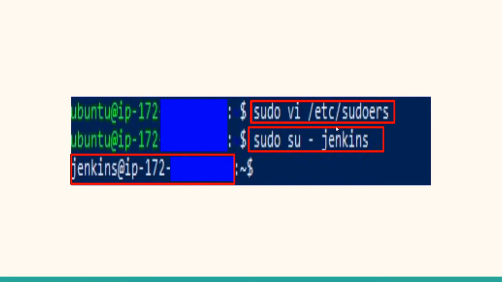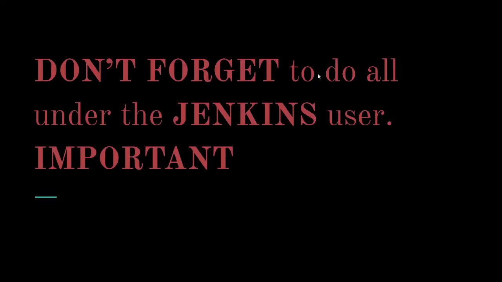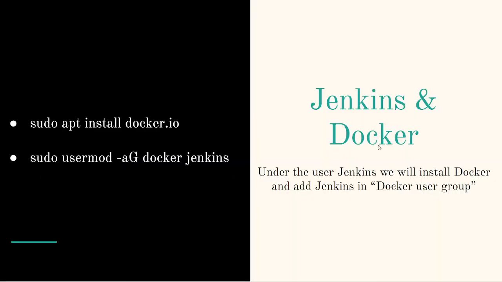So here you see sudo vi, I went inside, sudo su, I already put the little line at the end of the sudoers file, and after you see we are in the Jenkins user. So don't forget to do all under the Jenkins user, it's very important. So install Docker. So Jenkins on Docker under the user Jenkins. You install Docker and add Jenkins in Docker user group. So it's very important that in Docker user group there's Jenkins installed.